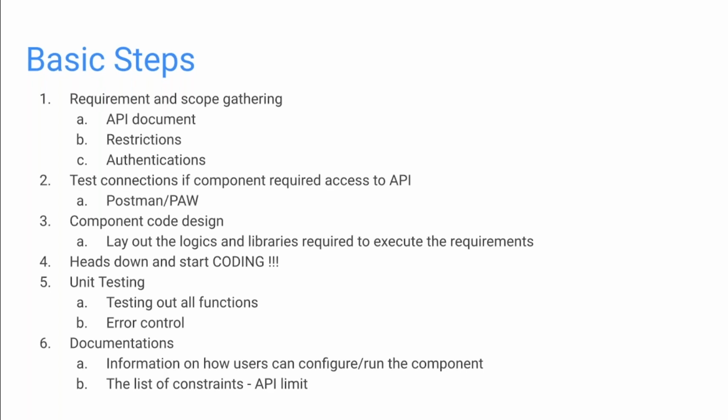If you have a meaningful error message, it will be better for the users to identify what's wrong in their configurations. And after everything is done, you will need to do documentation. That is, basic information on how users can configure or run the component, and also a list of constraints, including API limit or component memory limit. Those need to be documented in there.